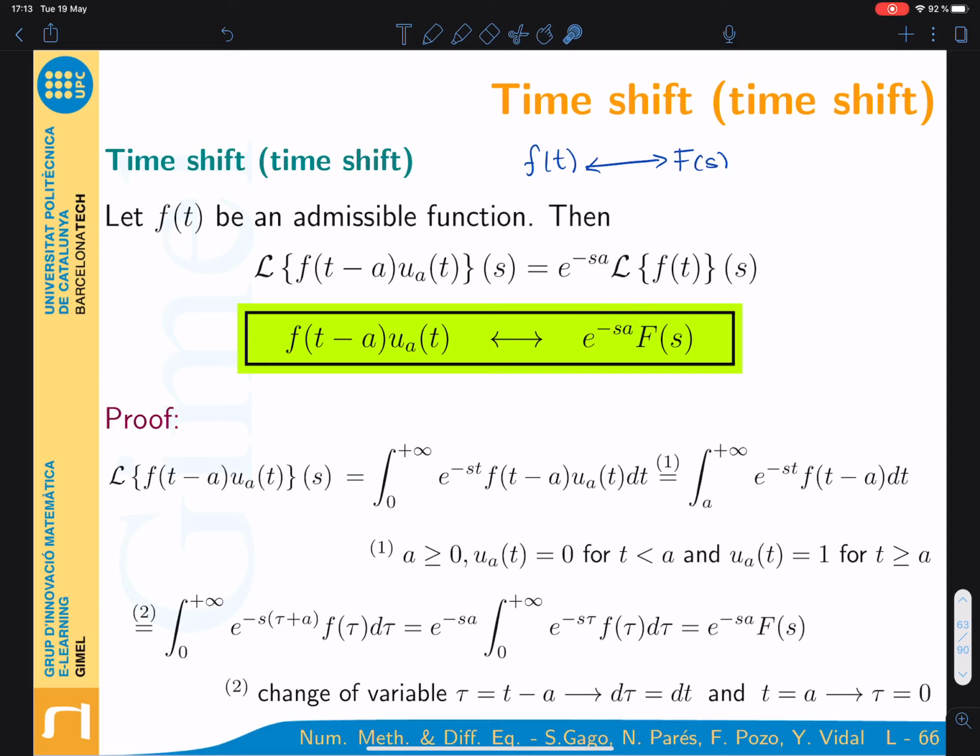So you see here the main differences. I had f(t) here, I switched to f(t minus a) and multiplied by the step function. And what happened in the frequency domain is that the Laplace transform gets multiplied by the exponential. That's the property called time shift.